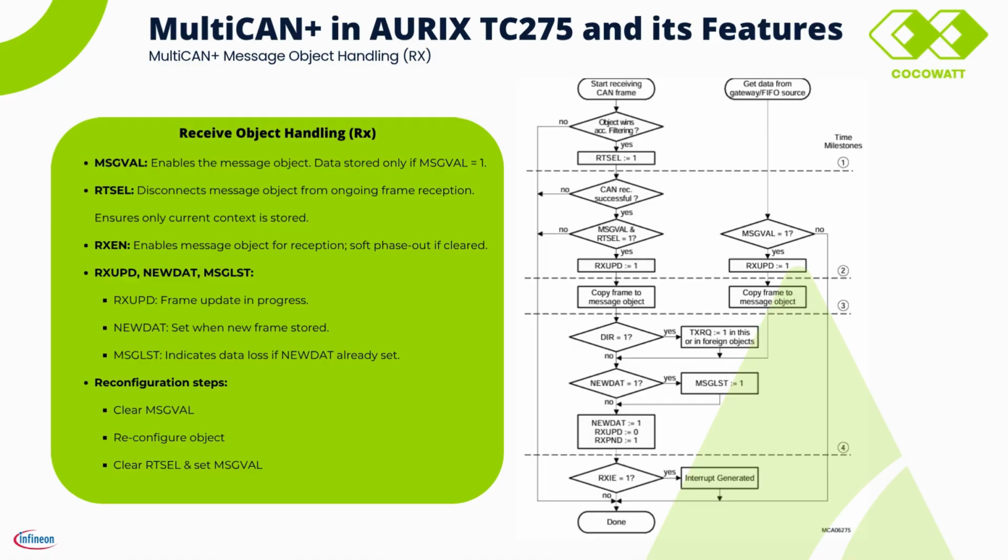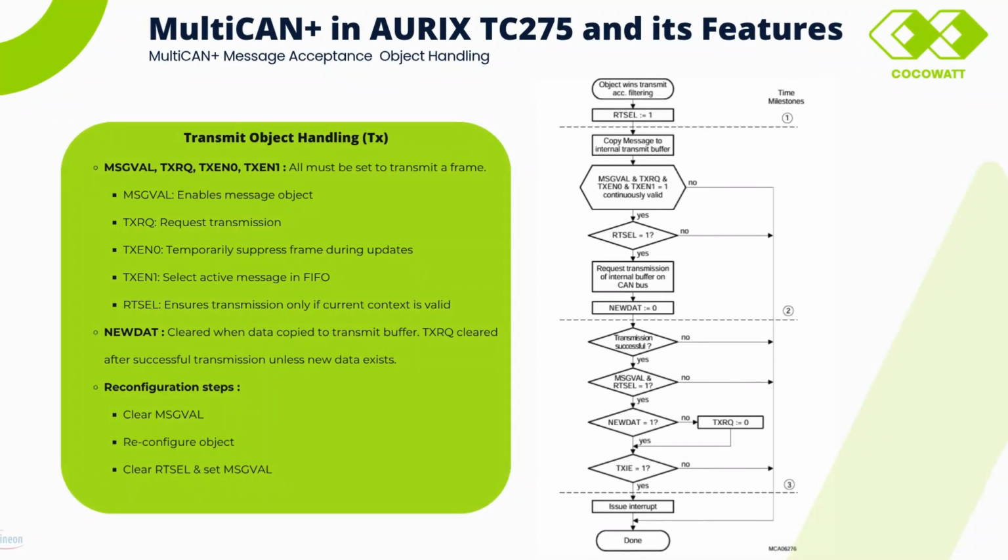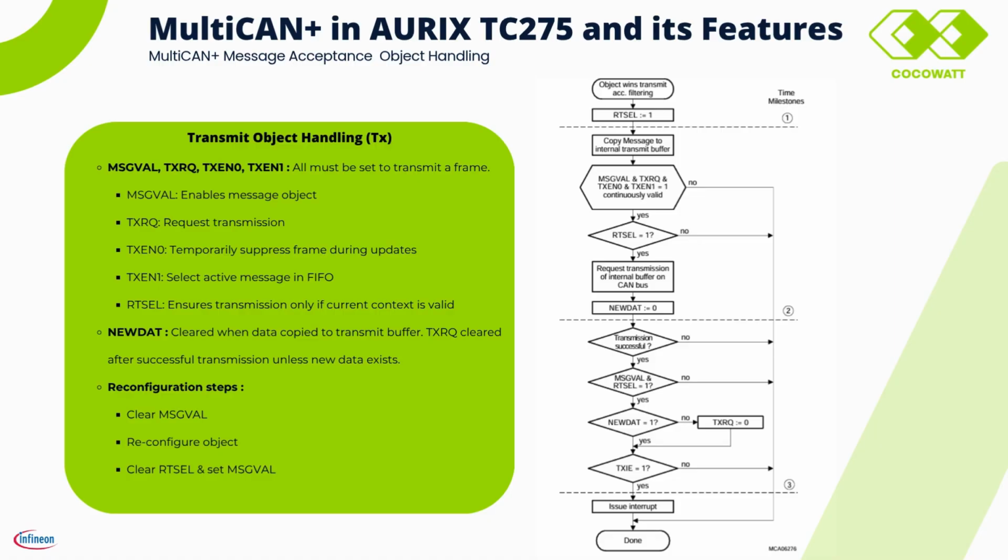Finally, when reconfiguring a message object, the steps are straightforward: clear message valid, reconfigure the object, then clear RTSEL and set message valid again. Now let us explore transmit object handling in detail.